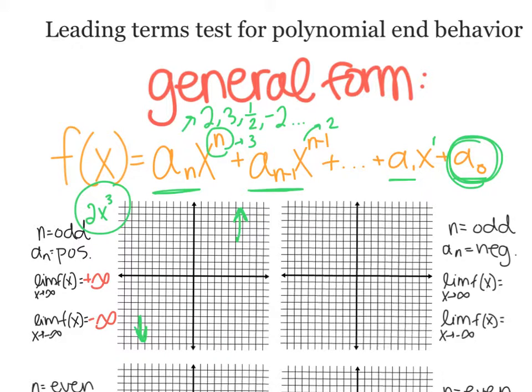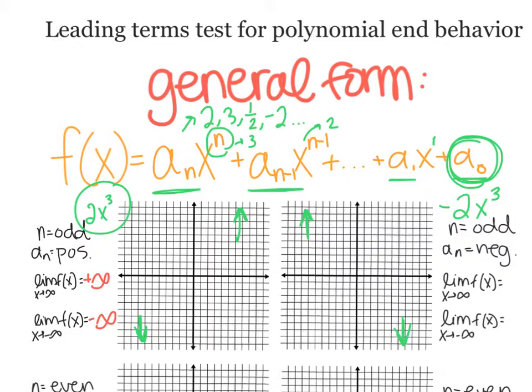Similarly, we can look at the case when n is odd again, but this time a sub n is negative. So here our exponent is going to be odd, but our a sub n term is going to be negative. Using the same numbers, an example would be if our first term is negative 2 times x cubed. We know automatically what the end behavior is going to do. Instead of going up to the right, it is going to go up on the left, and then it's going to end down like this.